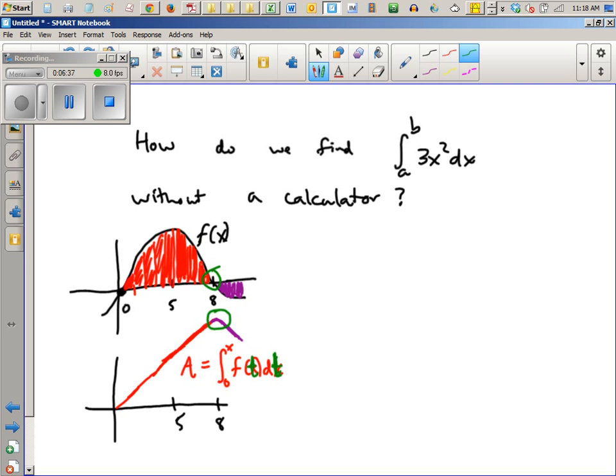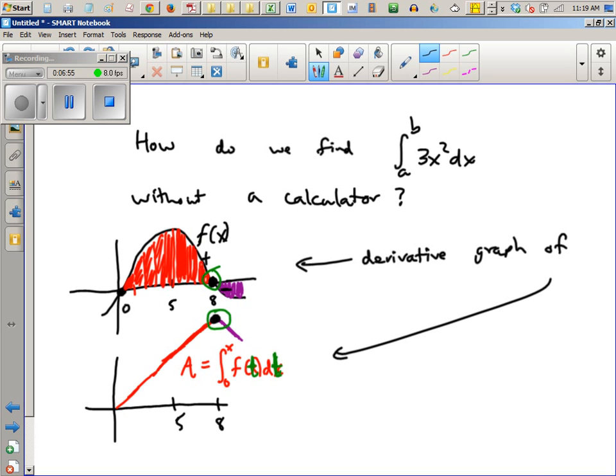We've seen this behavior before, where the peak, the relative max here, shows up as a root, specifically going from positive to negative. We've seen this behavior before. This is the derivative graph of this. Very interesting. Yes?